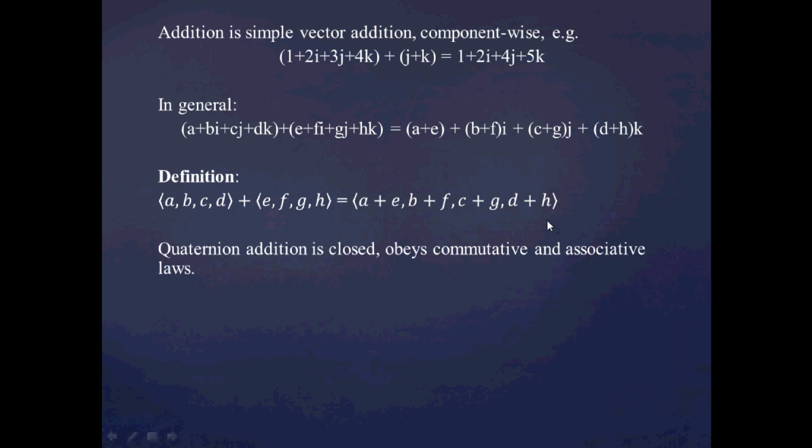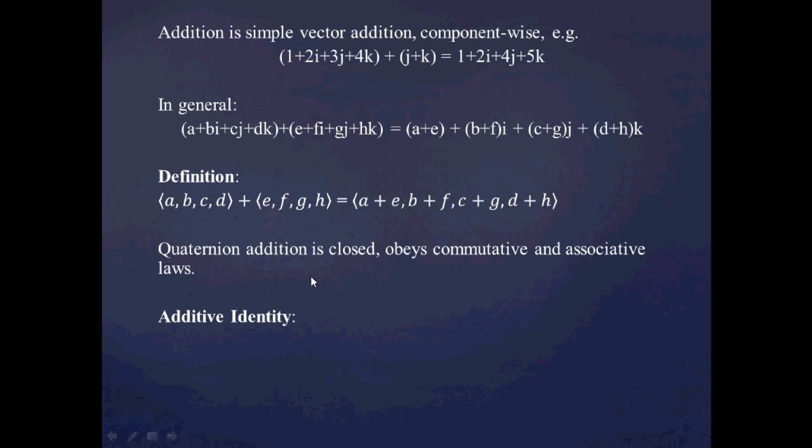And as before, we want to examine some of the algebraic properties. We see that quaternion addition is closed. When I add two quaternions, I produce another quaternion. And just like complex number addition, quaternion addition is commutative and associative. And these are very easily proven.